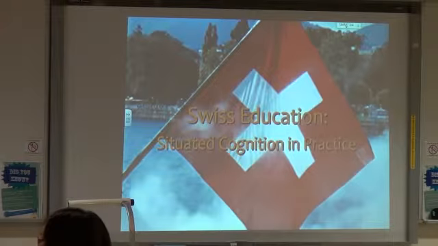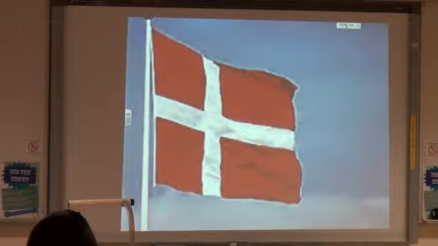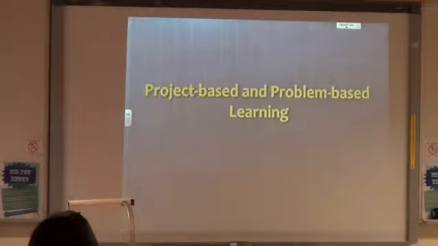More than 80% of 16 to 20-year-olds in the Swiss educational system learn through apprenticeship combined with 1 to 2 days of schooling per week. Similar systems exist in Germany and Denmark. The Dual T project shown here is working to improve the educational technology for this learning model.